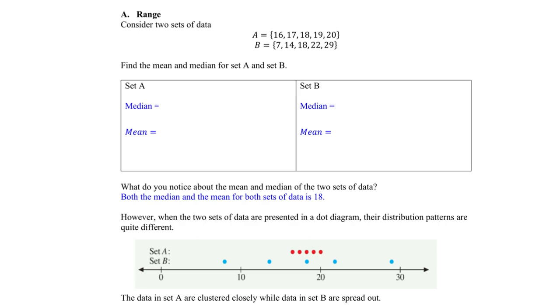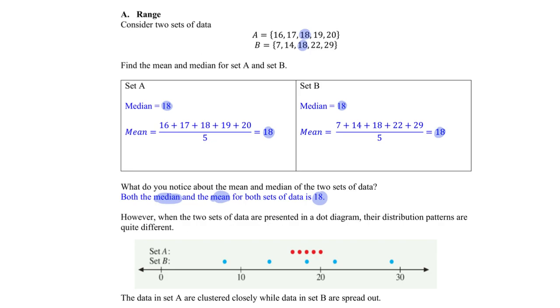Well, for data set A, the median is 18. Same goes for B. And if I were to find and calculate their mean, let's see what happened. It is also 18. Both the median and the mean for set A and set B is 18.